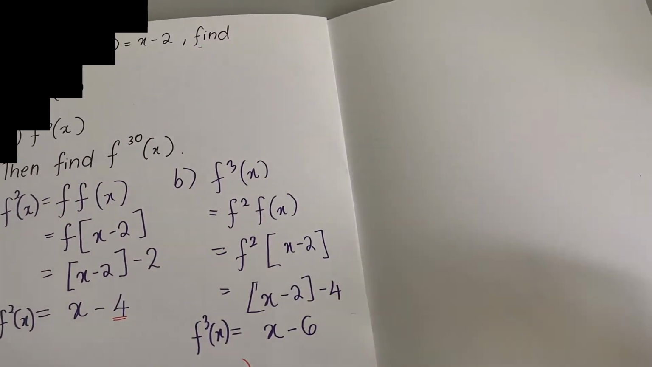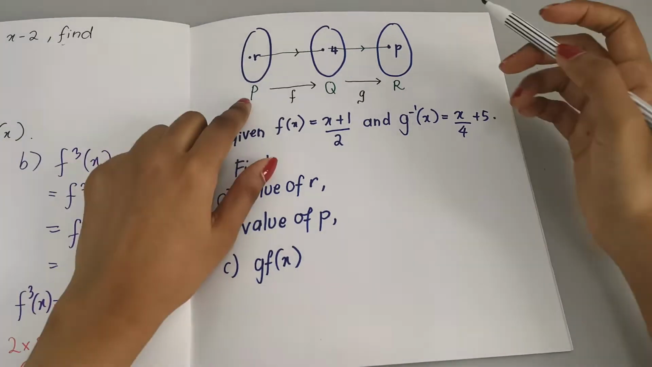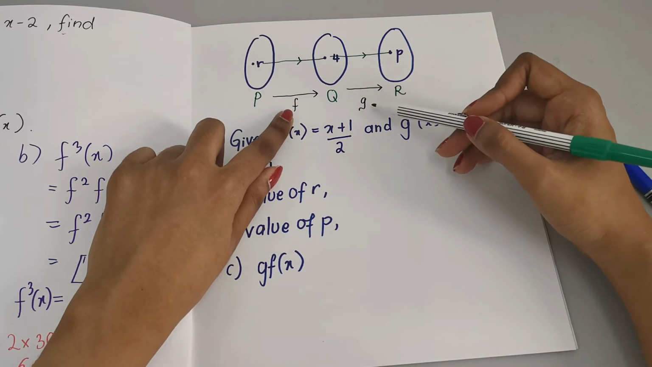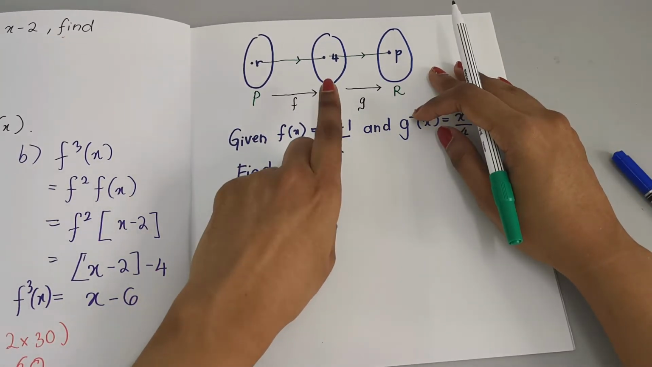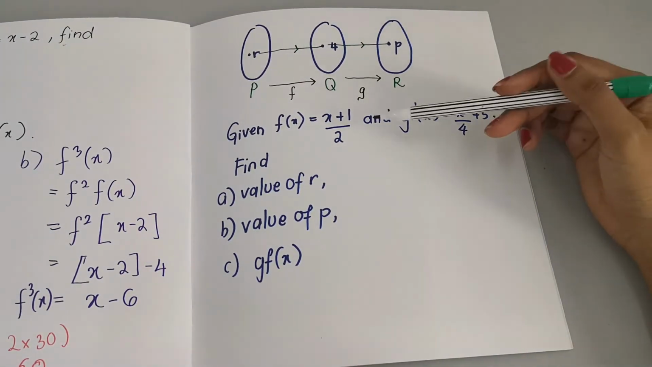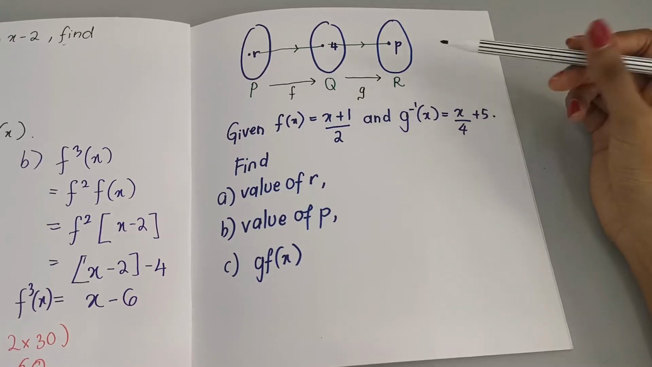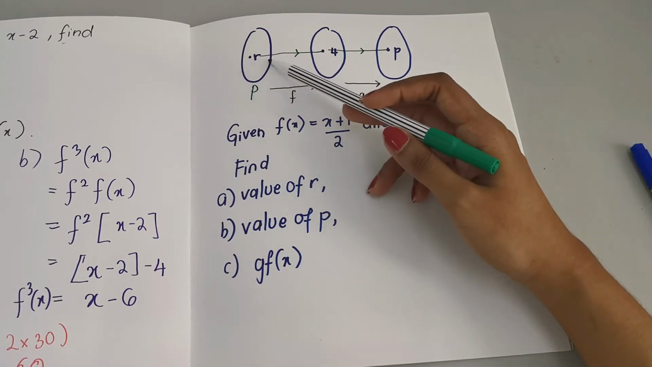Now let's look at another example. Now let's look at the next question. In the next question you are given a diagram which you can see here. This is function f, this is function g, where f maps P to Q, and function g maps Q to R. Given f(x) is (x plus 1) over 2 and the inverse of g(x) is x over 4 plus 5, find the value of r.